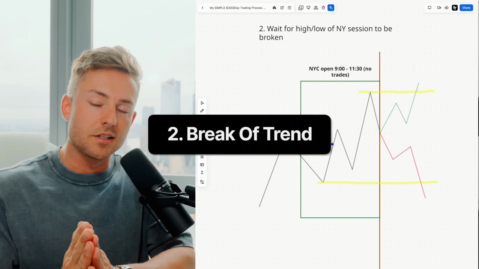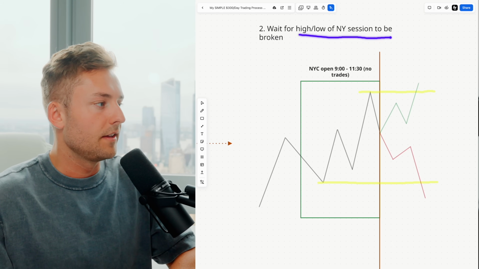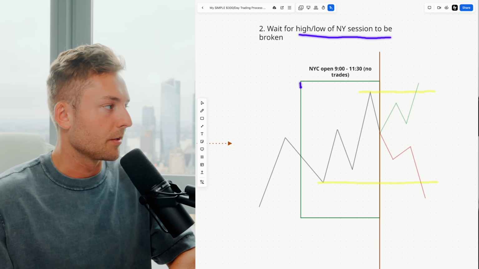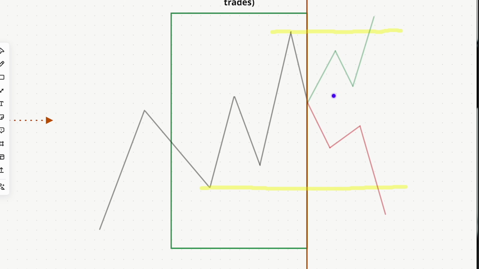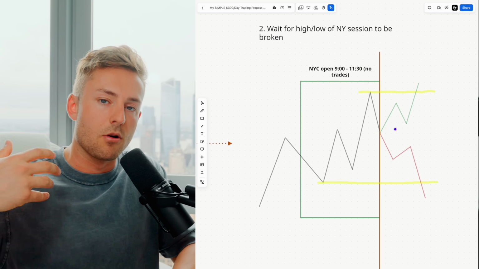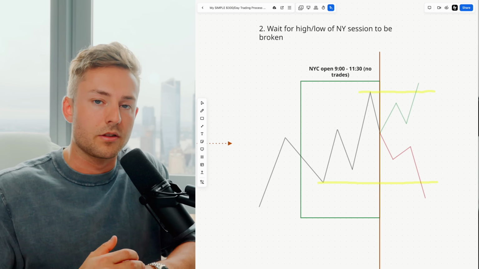For step 2 of the system, we're going to be finding the highs and lows that happened on our chart during this New York session. So for example, here, if we have this high and this low, we'll see if the price is first able to break out of this high or if it's going to break down that low, which is going to help us determine the general direction that the market could potentially continue to move throughout the rest of the trading session.